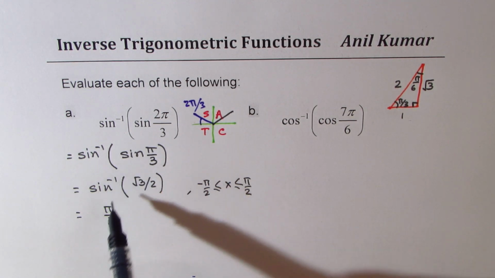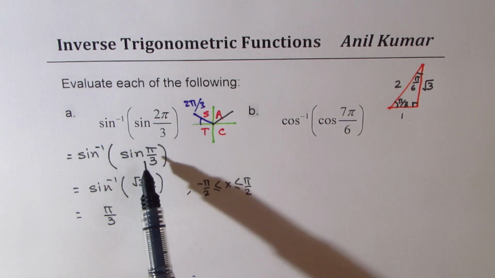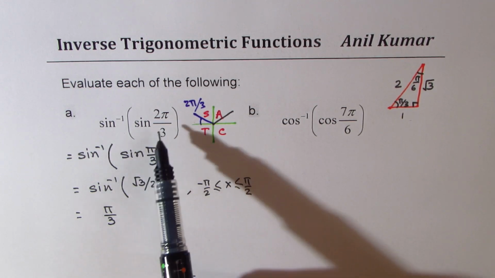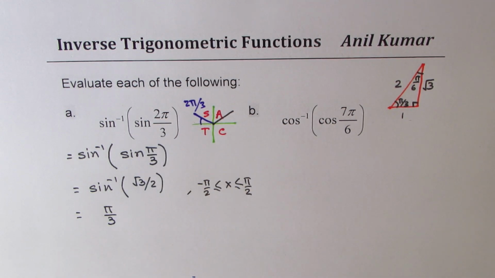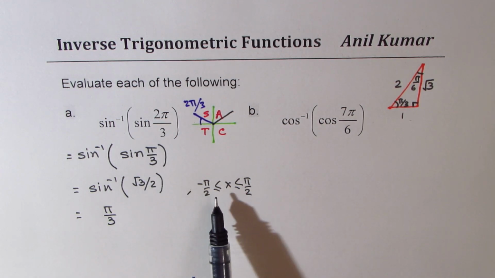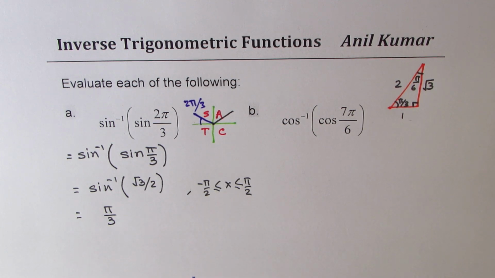Now a couple of things to understand here. Sine inverse of sine x is not equal to x. It is pi by 3, as you can see, right? It is not 2 pi by 3. Mainly because the domain of sine inverse is between minus pi by 2 and plus pi by 2, correct?